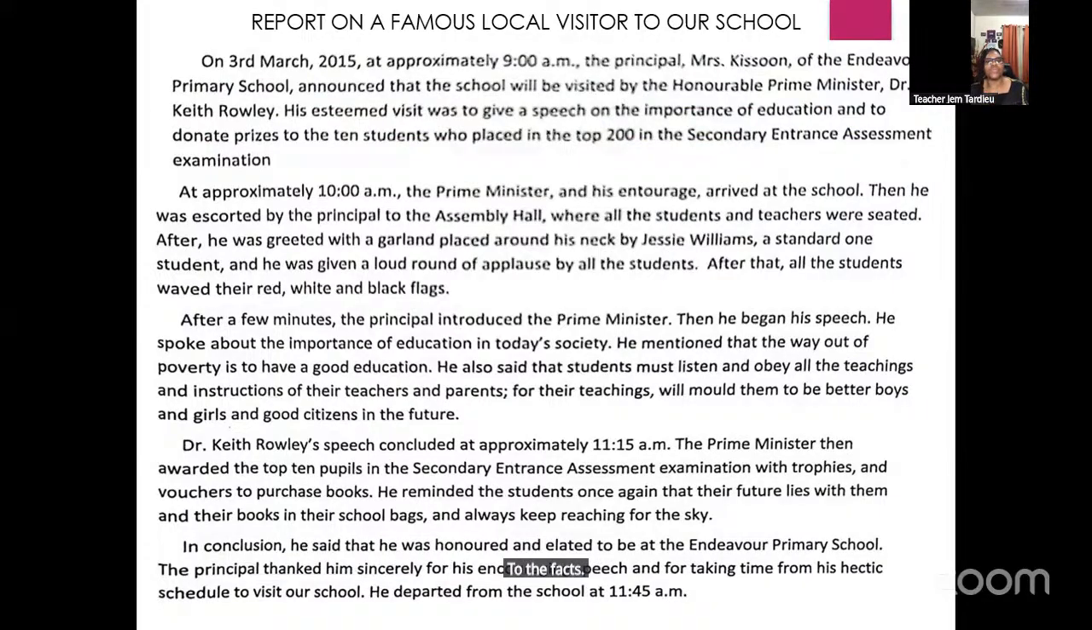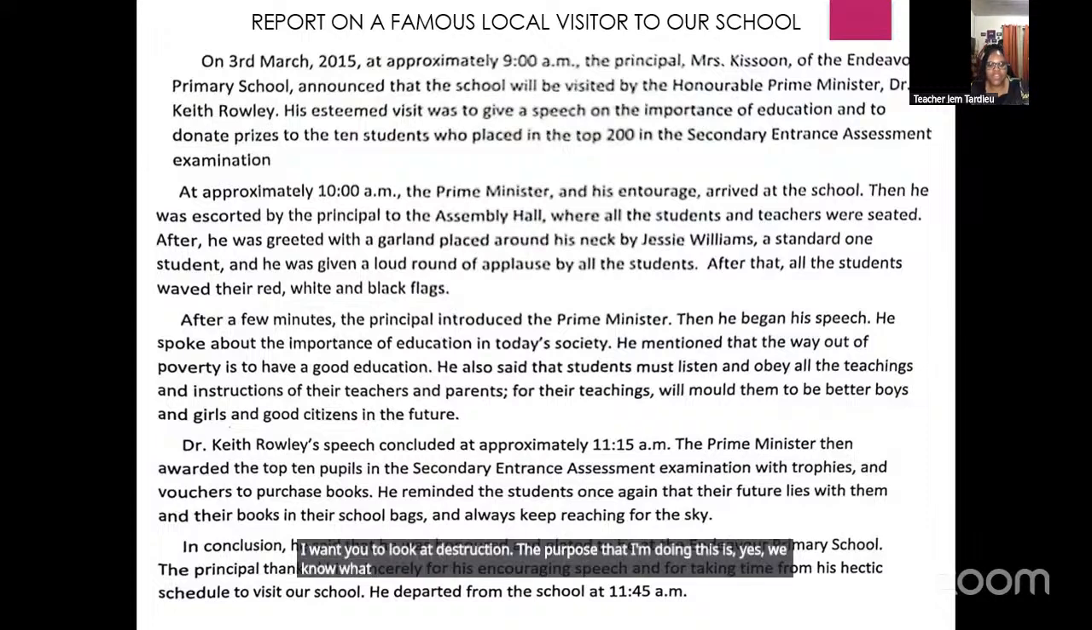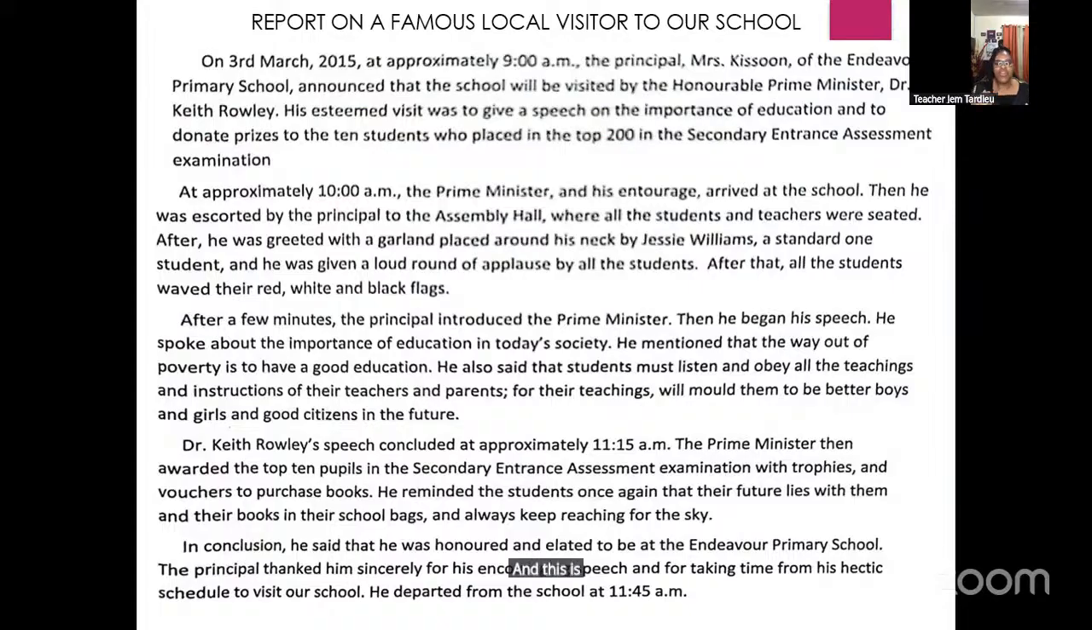Another report we have here: report on a famous local visitor to our school. So on the 3rd of March, again, I want you to look at the structure. The purpose that I'm doing this is, yes, we know what the format is supposed to be. It's supposed to have that letter format with your sender's address, receiver's address, salutation, yes, your complimentary close. But what does the body look like? And this is what a structured report should look like.